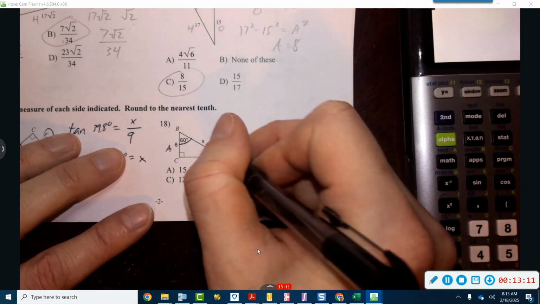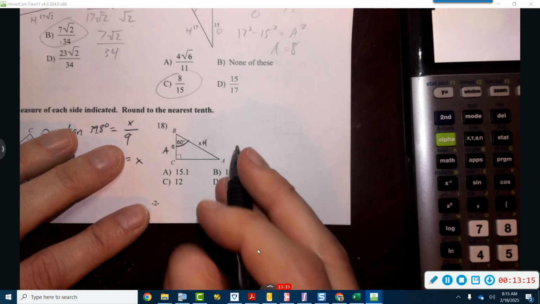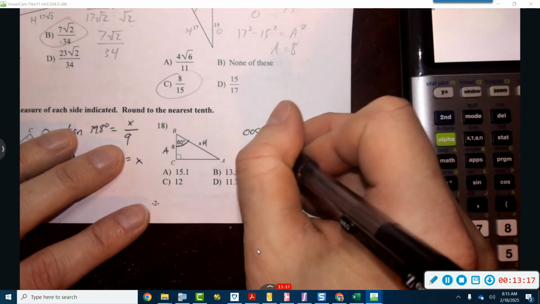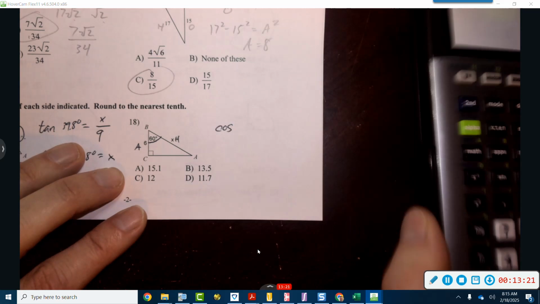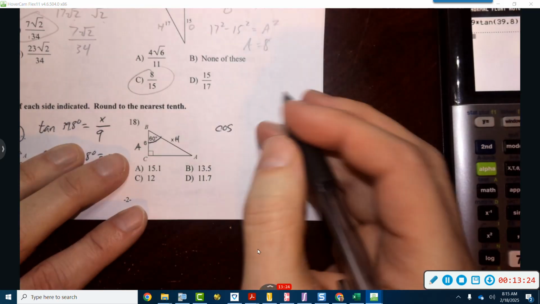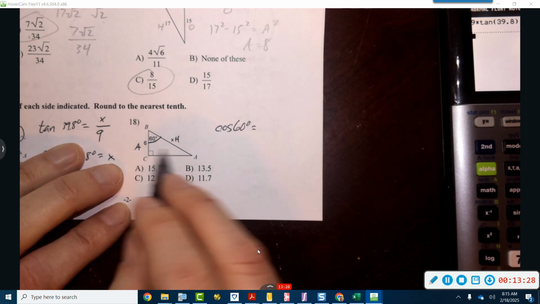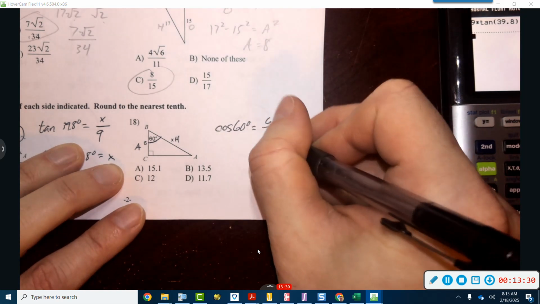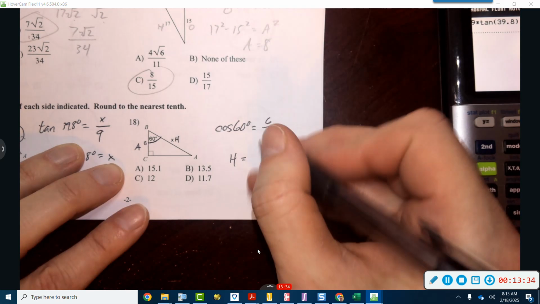This is A, and that is H. So the only cosine ratio that uses A and an H is cosine. So does secant, but secant doesn't have his own button. So cosine of 60 has to equal A over H. Okay, and we'll just put the H there. So the H is x, and it's 6 divided by the cosine of 60.